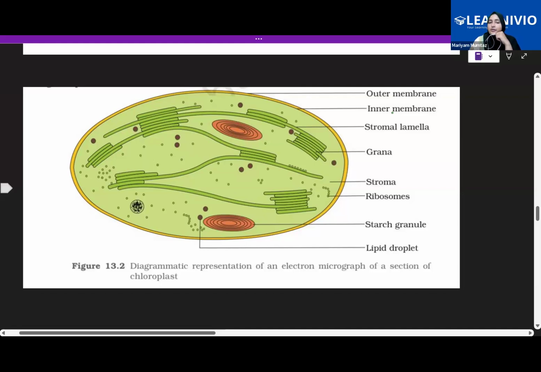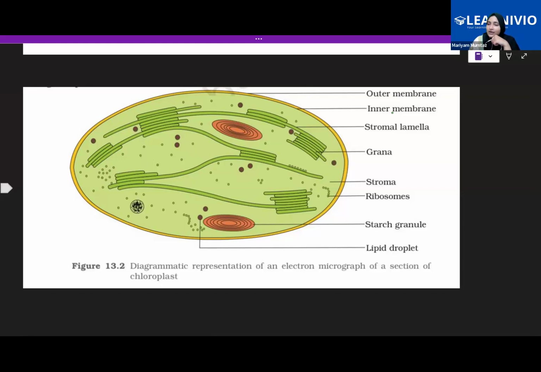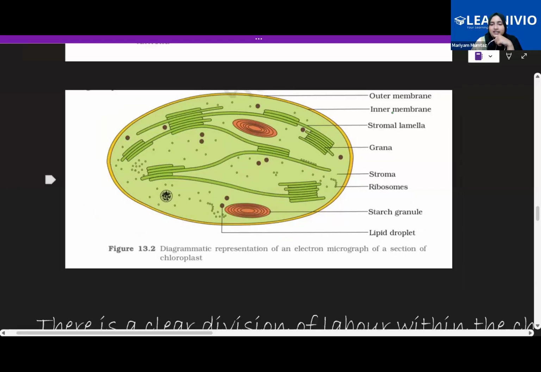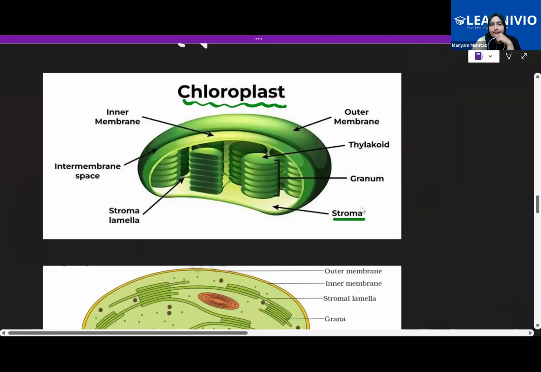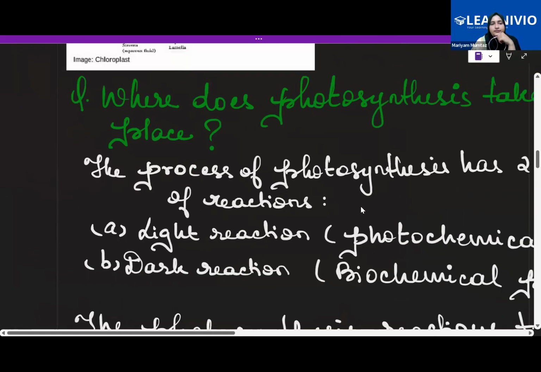Now, other than that, you people remember that chloroplast was a semi-autonomous cell organelle, right? It has its own DNA and it has its own ribosome. This much is clear to everyone. Yeah, ma'am. Okay, very good.